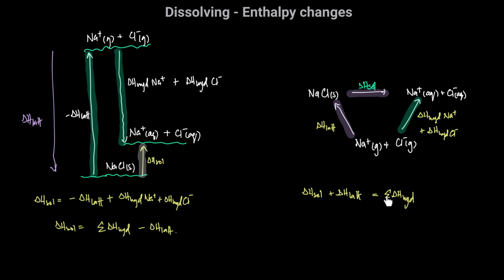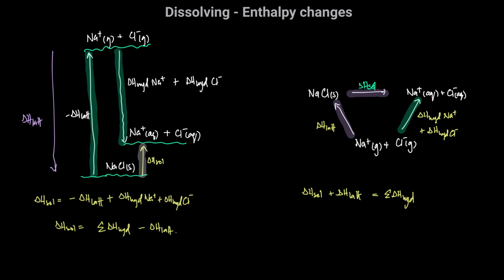This sum over here simply means we're adding up the hydration enthalpies of each of the individual ions. And since we just have 1 mole of each ion, we just have 1 times the hydration of sodium plus 1 times the hydration of chloride. So that gives us the same equation. Using this Hess cycle, we can derive the same equation. We can say that the enthalpy of solution is equal to the sum of the hydration enthalpies minus the lattice enthalpy.